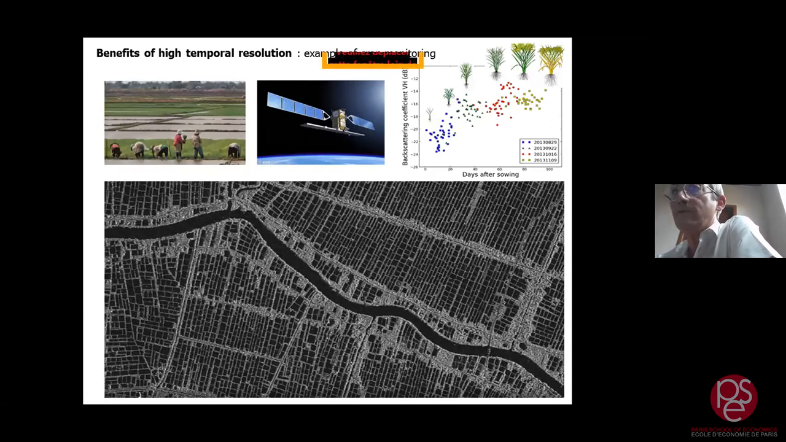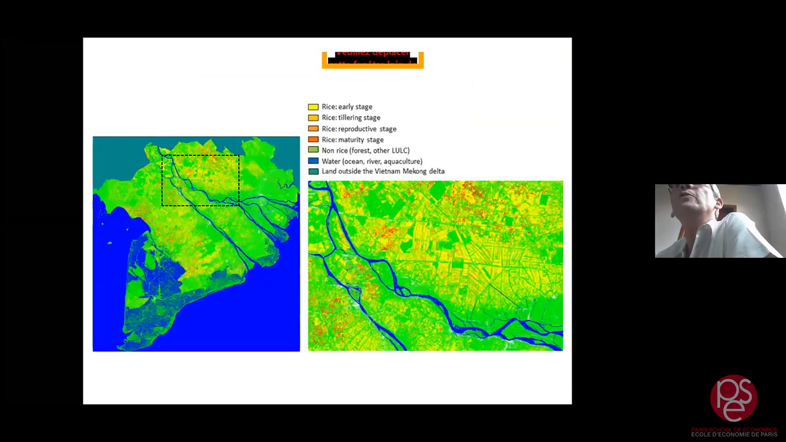This is an example of rice crop in the Mekong Delta in southeast Asia. With radar imagery like Sentinel-1, it's possible to correlate the radar measurement, to see the evolution of the radar measurement across the agricultural calendar, and to relate the evolution of this measurement with the different stages of the rice. And then based on this correlation, it's possible to make a map of the different stages.